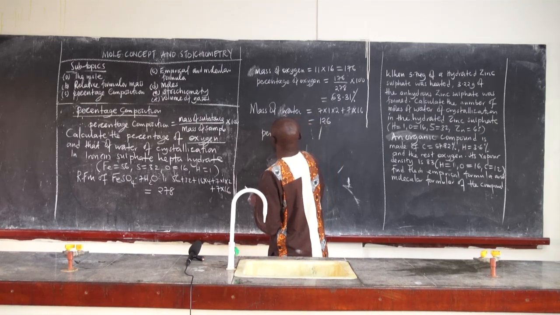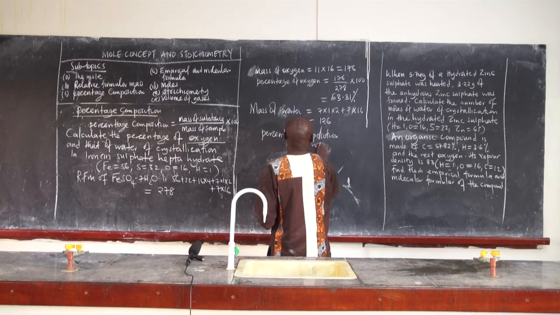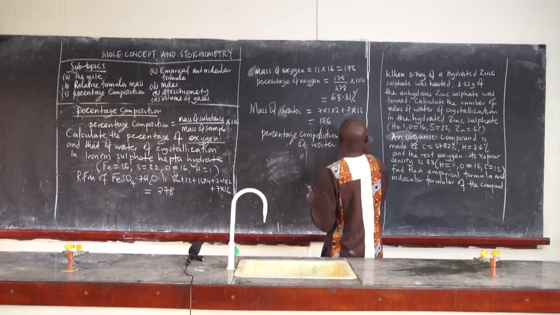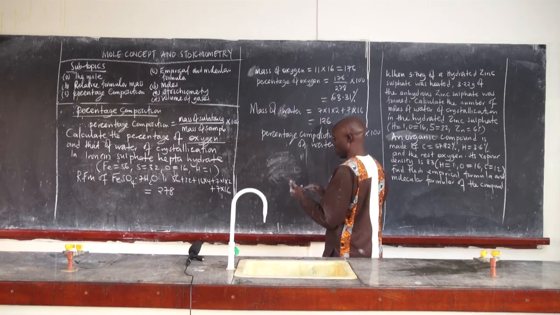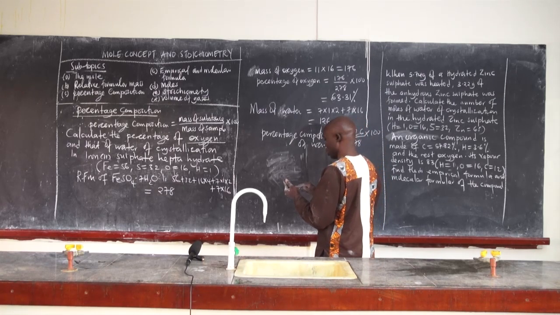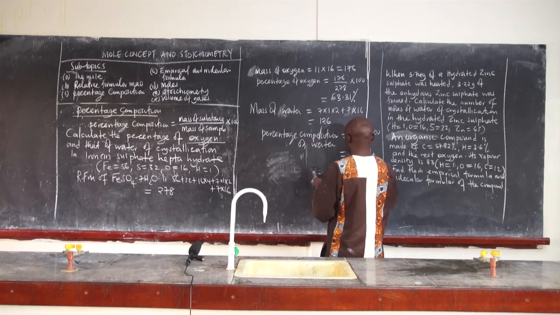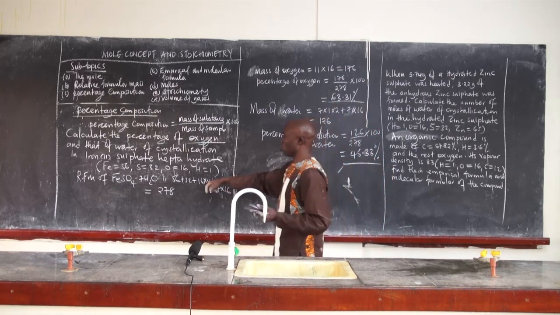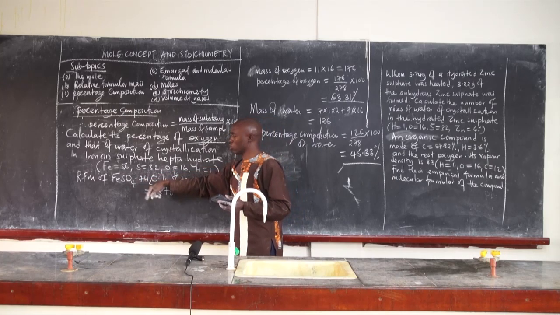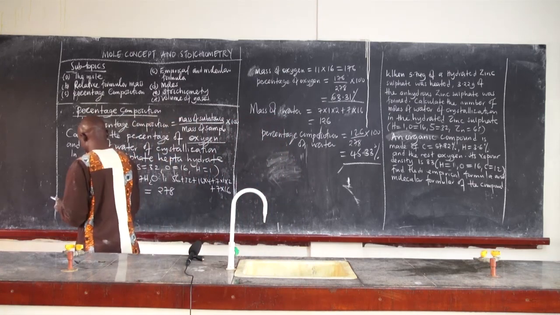So percentage composition of water is 126 divided by 278 times 100. That is 45.33%. So that's how you get the percentage composition of elements or molecules or atoms found in a certain compound. So let's look at this next.